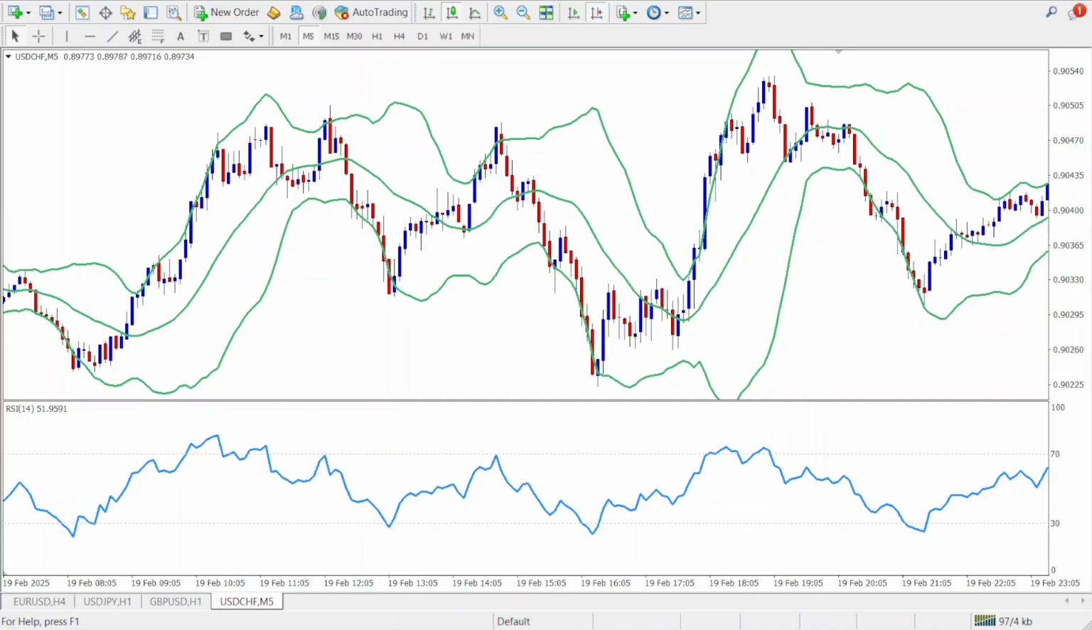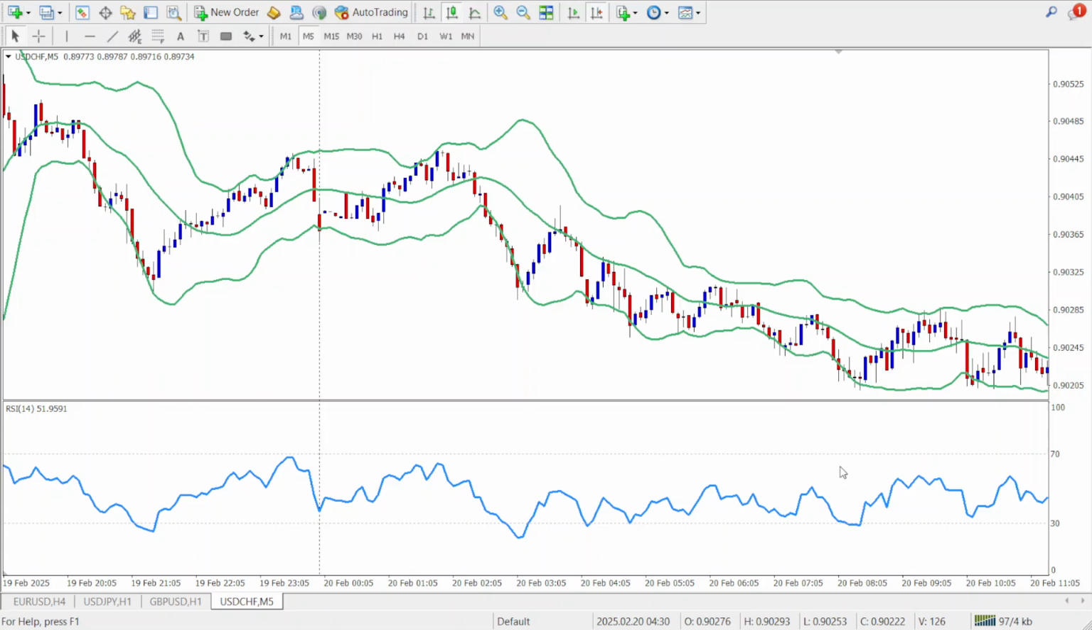Now, while Bollinger Bands are often used to spot reversals, they can also be extremely useful for trend following. Bollinger Bands also come in very handy for trend following strategies.